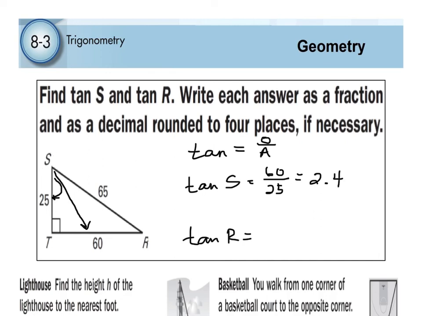Now, if I go through and I calculate the tangent of angle R, here's angle R. Opposite of angle R is 25. And adjacent to angle R is 60. And when I divide those guys out, I get 0.417 or 0.4167.